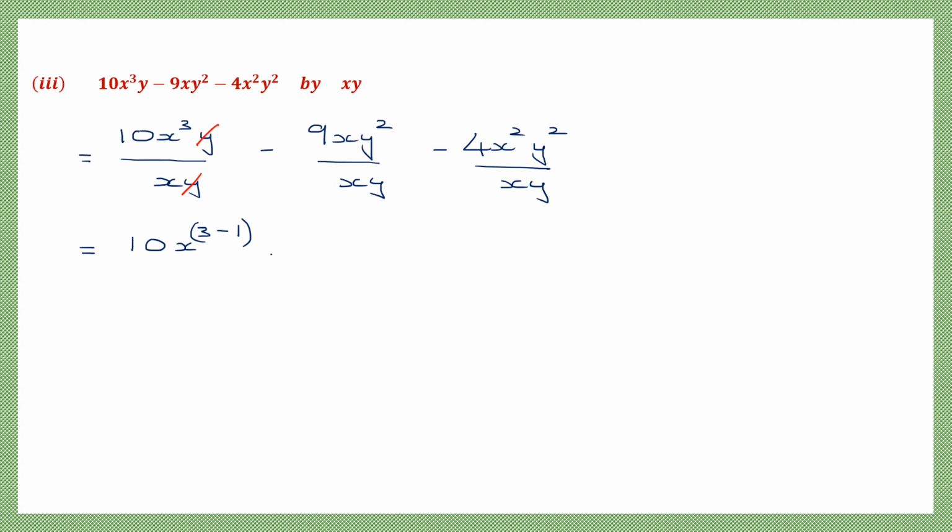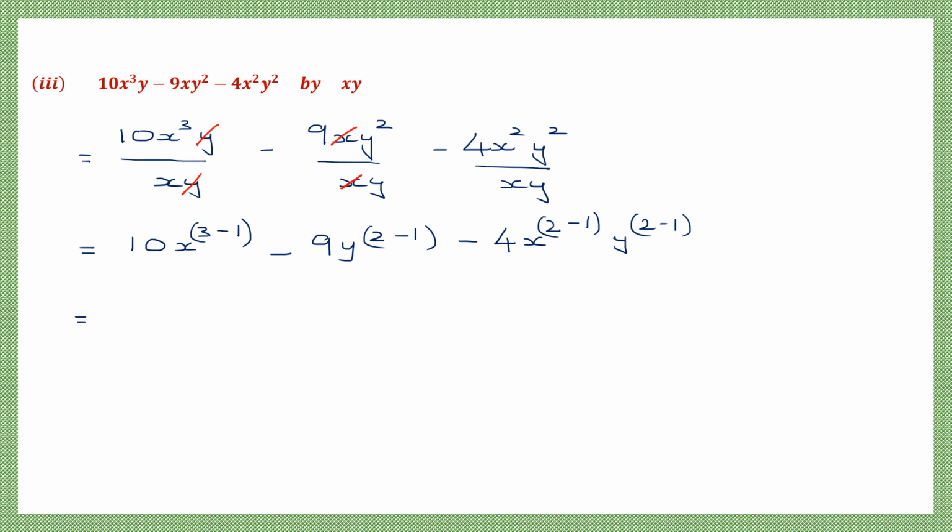Let's go on to the next one. The number is 9, and there is only one x on top and one x down, so we can cancel. Now y, I have 2 on top and 1 down, so that's 2 minus 1. Then the next one is 4. The number is 4. I have x to the power of 2 on top and 1 down, so 2 minus 1. Similarly, y to the power of 2 minus 1.